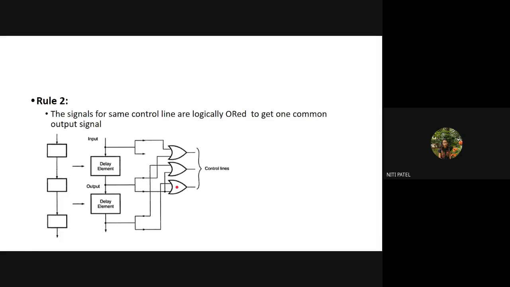Okay, so if I have 2 inputs or 2 control lines and I want to make only one control line out of them, what will I do? I will OR both of them, and whatever single control line is generated by the OR, that I will use further. Okay, that is rule 2.